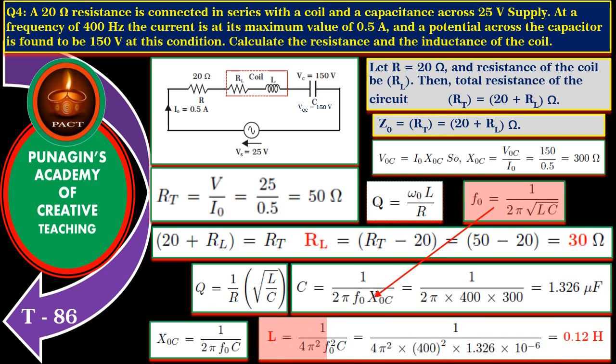Finally, using F naught is equal to 1 divided by 2 pi root LC, we get L is equal to 1 divided by 4 pi square F naught square C. Substituting the values and solving, we get L is equal to 0.12 henries.